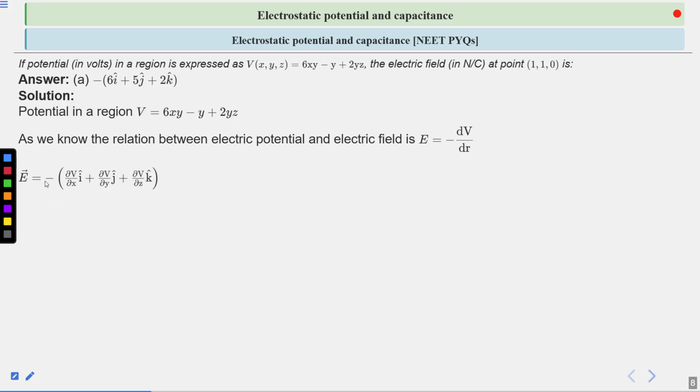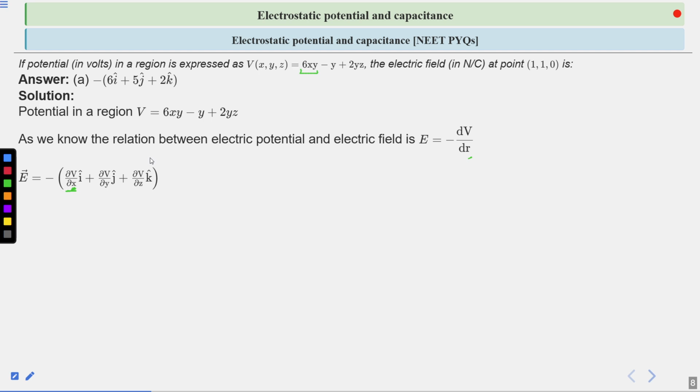So E equal to minus dV by dr. We have to find this first with respect to x, then with respect to y, then with respect to z, so we find this in 3 dimensions. Firstly, dV by dx, with respect to x, gives the x component of the electric field. It means we have to specify the electric field at a point.